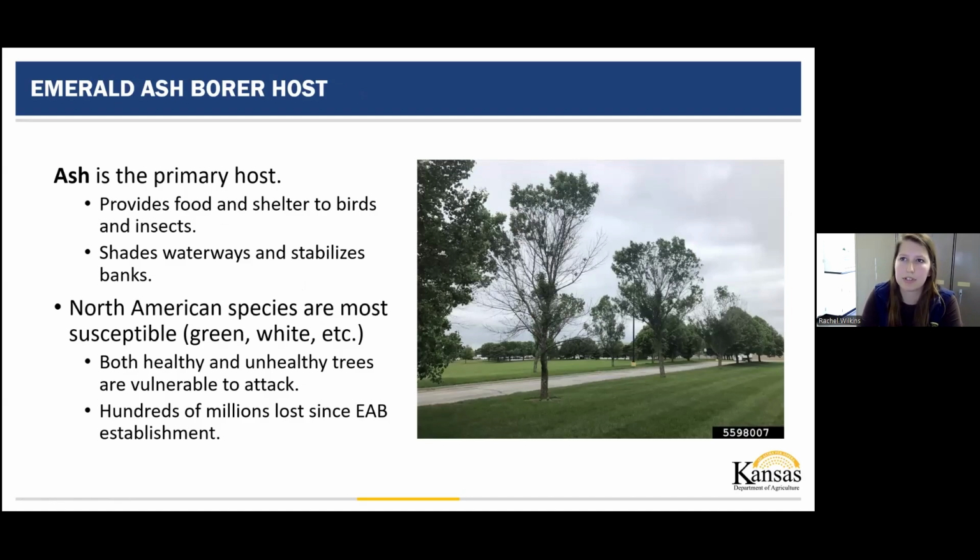So emerald ash borer, it's in the name. They feed on ash trees. That is their primary host. And ash trees are so important for our landscape. They provide food and shelter for birds and insects and a lot of our native species. They also help shade our waterways, keep our water cool, and help stabilize banks and reduce erosion. Unfortunately, a lot of our native ash species in North America are susceptible to emerald ash borer. EAB will attack both healthy and unhealthy ash trees. And since EAB has established here, it's estimated that hundreds of millions of ash trees have already been lost.